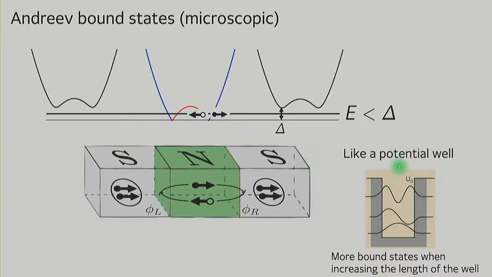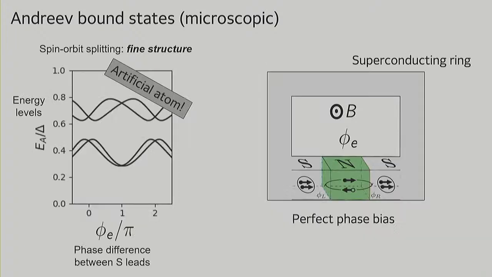There is a set of discrete energy states bound to the junction or to the well. These are the Andreev-bound states that Alberto already introduced. So you see here an example of a system with two pairs of these Andreev levels. These are their energies as a function of the phase difference, which is something you can control when you put the junction in a superconducting ring. Particularly, this comes from one of these fancy materials, indium arsenide, indium antimonide, with a lot of spin-orbit interaction. That's why they are spin split. This is somehow the fine structure of such an artificial atom.